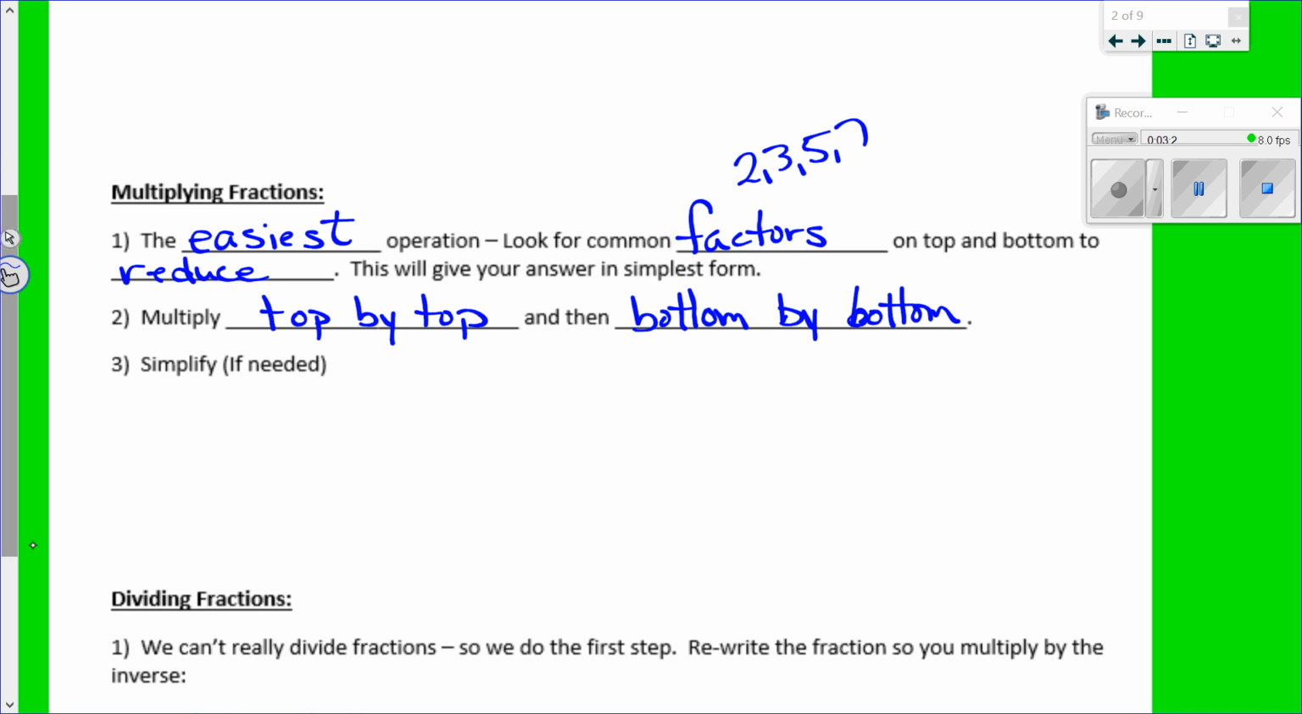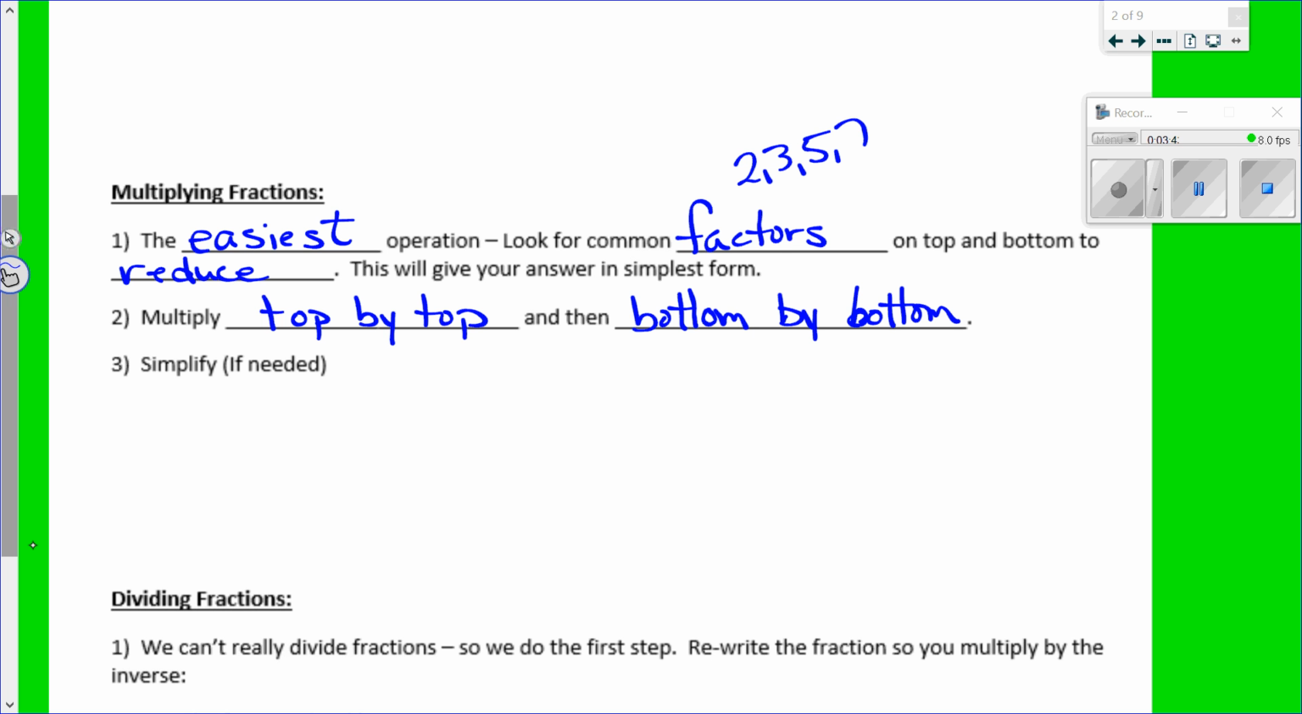And once again, we simplify. Again, if you did your reductions, simplification would only be turning it back into a mixed number. If you didn't simplify, you may need to be doing a lot more work. So look for those reductions. It's going to make your life easier in all aspects in the long run. Questions on multiplying?